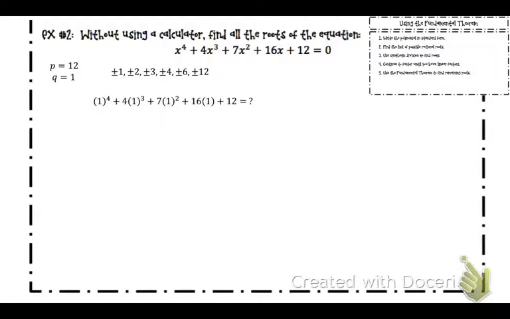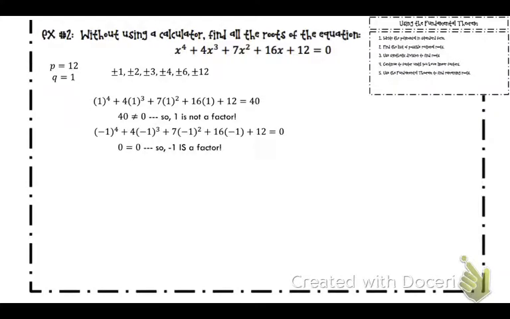Okay? So if I plug 1 in, plug that all into your calculator, you get 40. That is not a root. So I'm just going to ignore that one, go to negative 1. Plug that in. I did get 0 that time. So that means that it is a factor. Negative 1 is a root. So x does equal negative 1.